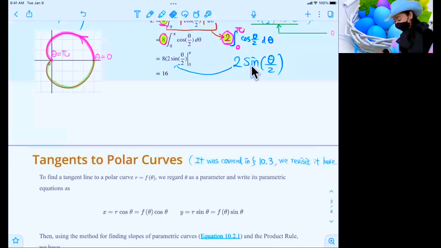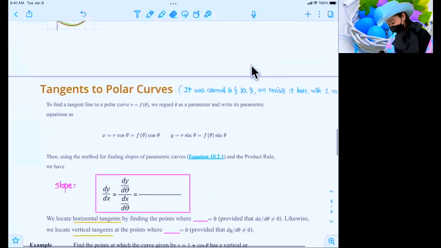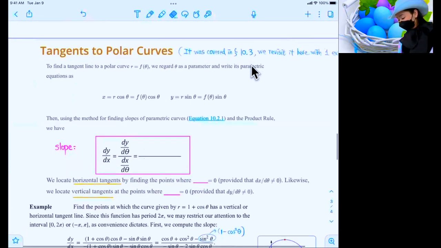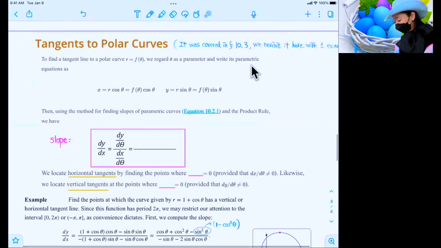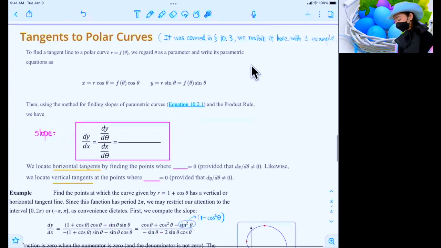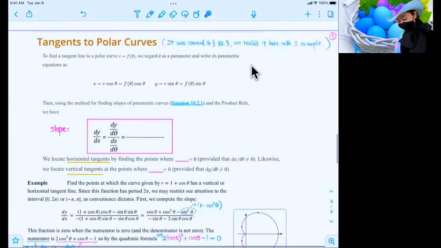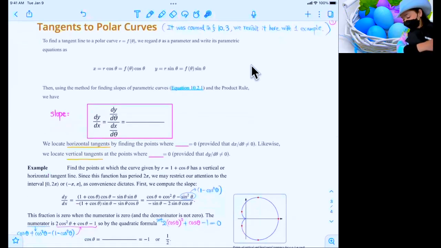Before we wrap this up today, the last topic is the tangent to a polar curve. It was covered last section, but we're going to revisit this here with one example. See if you can remember. At that time we talked about x is r cosine theta, y is r sine theta for polar. When you express x in terms of r and theta, that would be this, right?